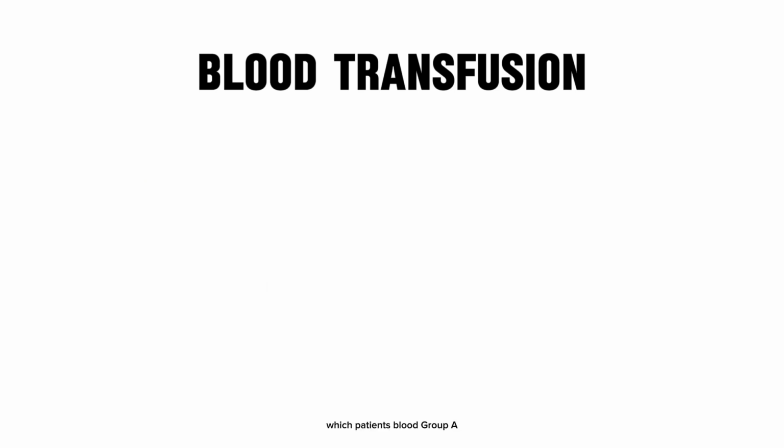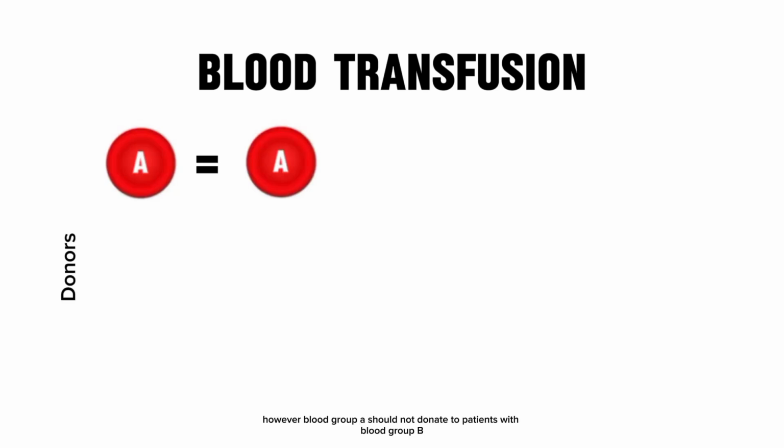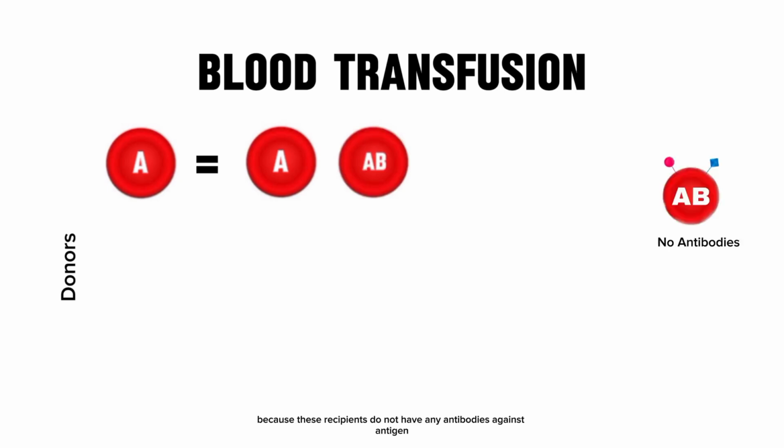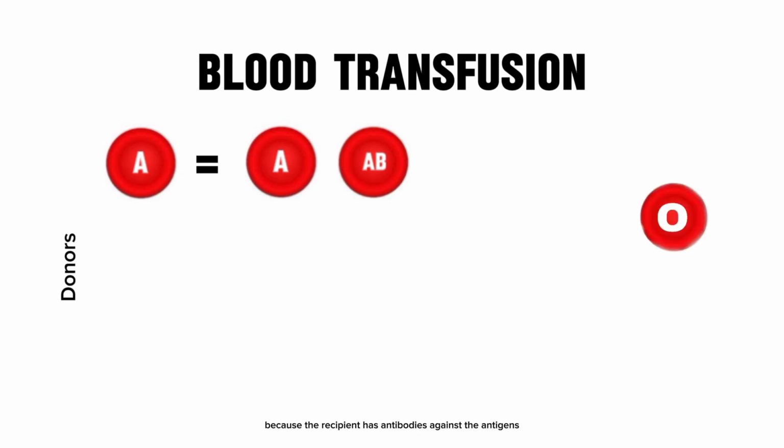Blood group A can, of course, donate to patients of the same blood group. However, blood group A should not donate to patients with blood group B. But why? These patients express antibodies against the A antigen. We have already shown that this could lead to coagulation. Blood type A can easily be donated to blood type AB. Why? Because these recipients do not have any antibodies against the antigen, because they themselves express it. The reason blood type A cannot donate to blood type O is easy, because the recipient has antibodies against the A and B antigens, and this can lead to coagulation.